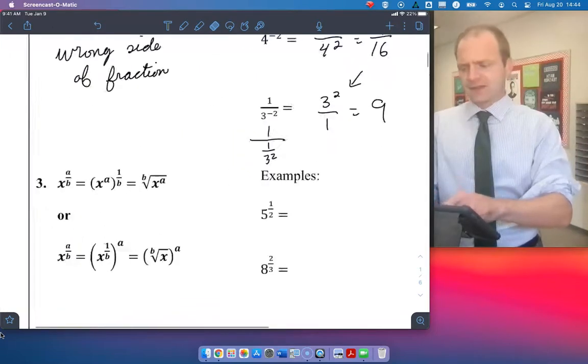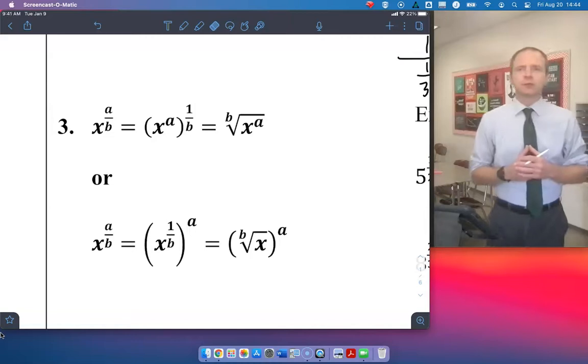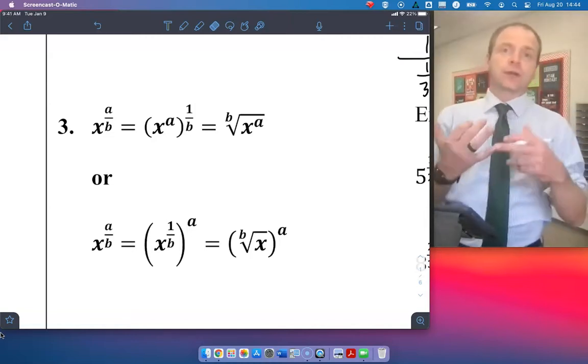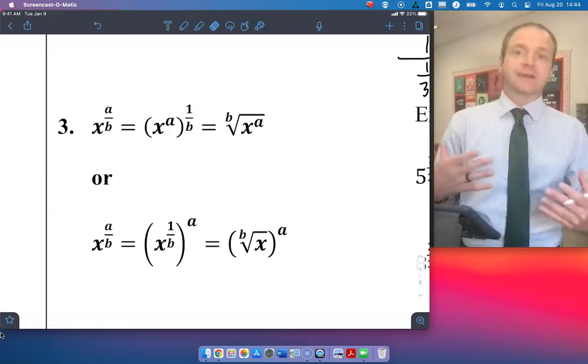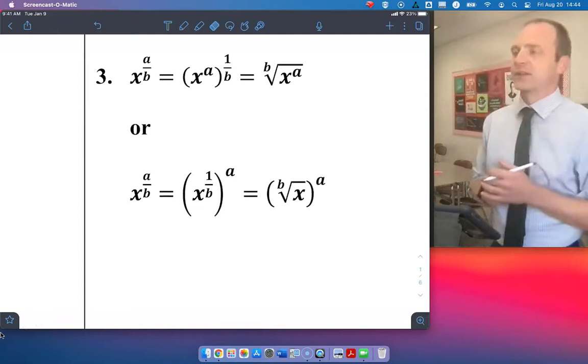What about these? And these are rational exponents. You cover this a little bit in Algebra 2. Rational exponents really relate to roots, square roots, cube roots, fourth roots, fifth roots, etc. Now, if we take a look to the side, we can see that there are 2 different ways of looking at it.